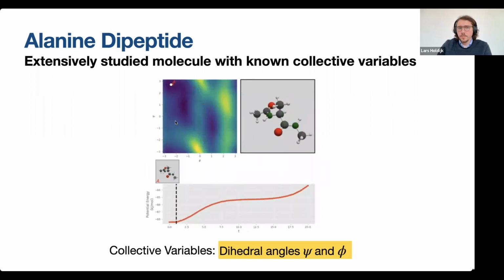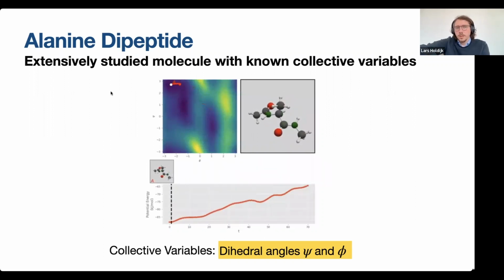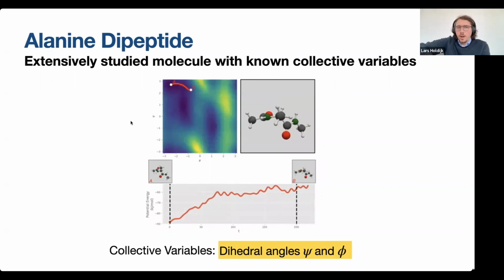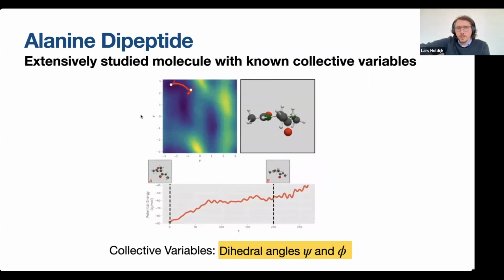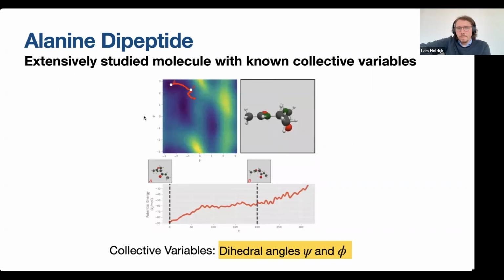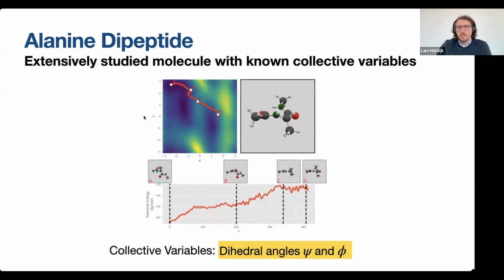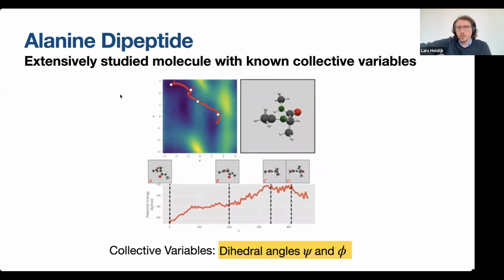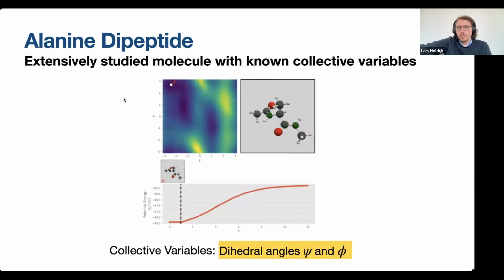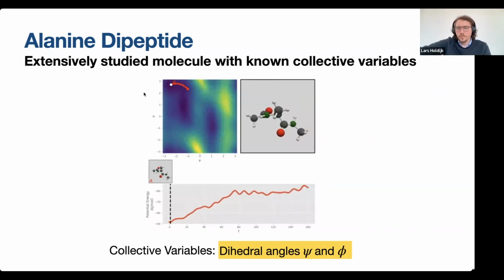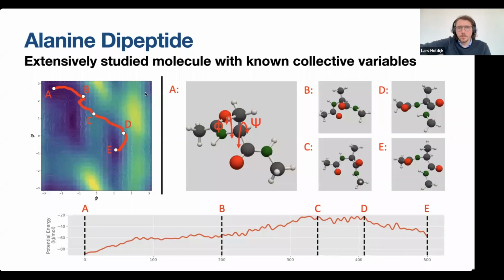Throughout this transition, we see that the molecule itself climbs up to a point of highest energy, somewhere around here, and then goes back again. So we see that the transition mostly happens along these two predefined collective variables without much noise at other points. This is a quick graphical interface.